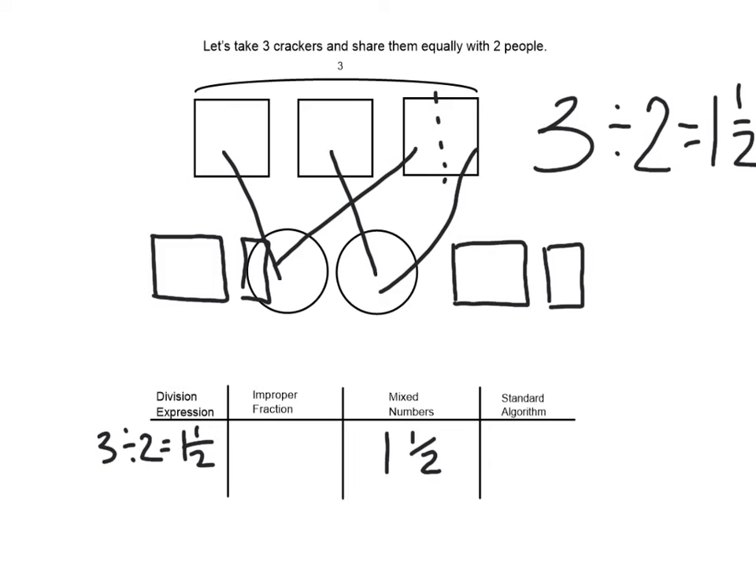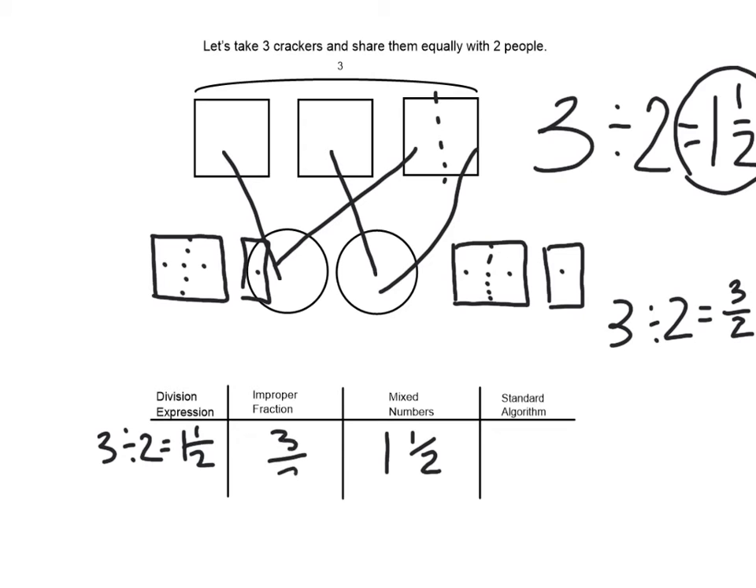Okay, and the improper fraction is basically this as an improper fraction, which just means that 3 divided by 2 is actually 3 halves, which means this is 2 halves and this is 2 halves. We've got 1, 2, 3 halves, 1, 2, 3 halves for each person. So the improper fraction is 3/2.